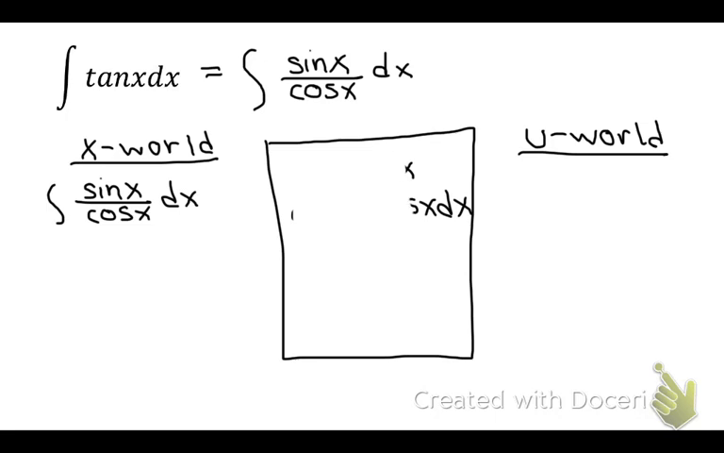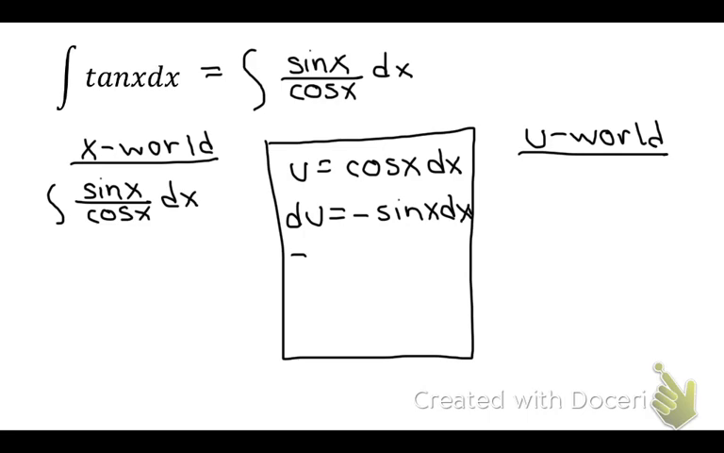Okay, so let's go back instead and set u equal to cosine x. Then our differential du would equal negative sine x dx. Now I've got the pieces I need, but we got to make one more slight modification. I don't need negative sine x dx, I just need sine x dx, so let's move that negative to the other side. Negative du equals sine x dx. Alright, through my box, over into u world I go.